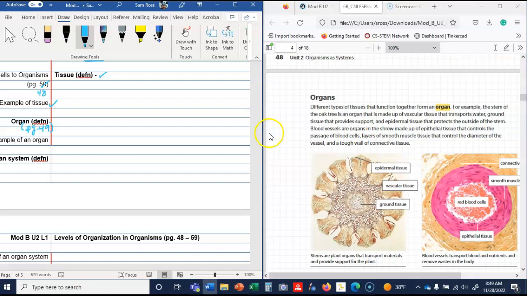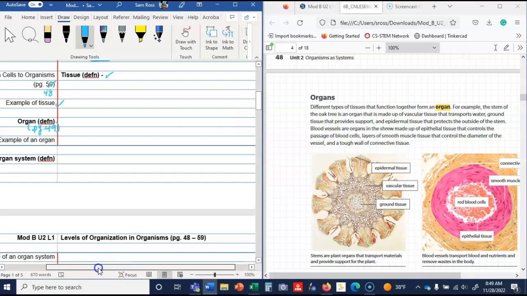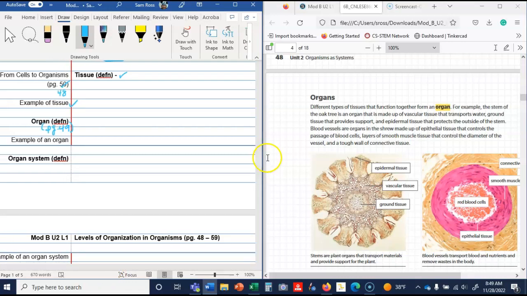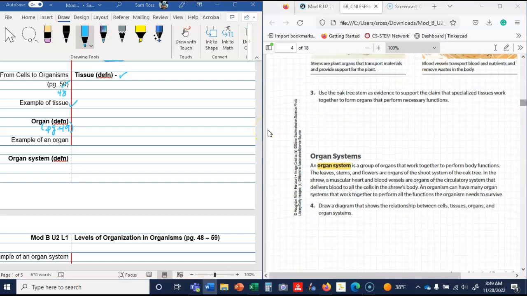So definition of organ: different types of tissues that function together form an organ. So you would put that there for definition of an organ. An example of an organ, let's see, the stem of an oak tree. So for an example of tissue, we have the vascular tissue in a tree. For an example of an organ, we have the stem of an oak tree.